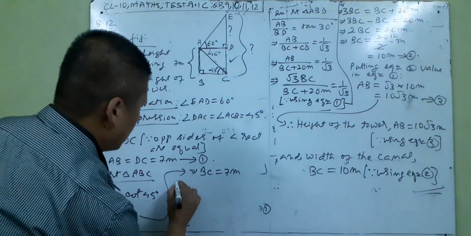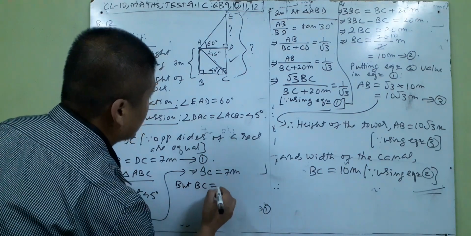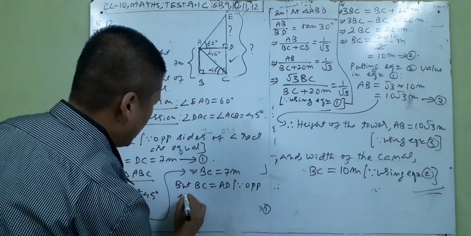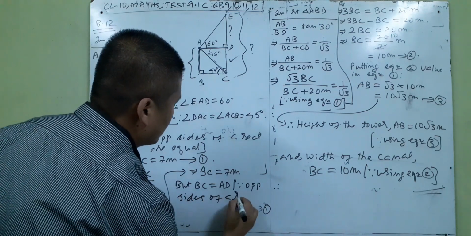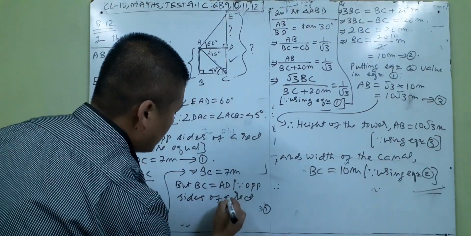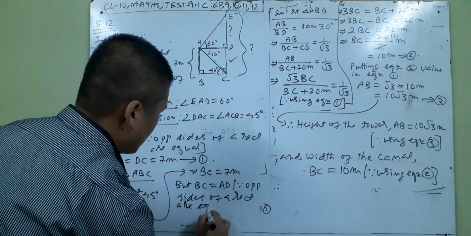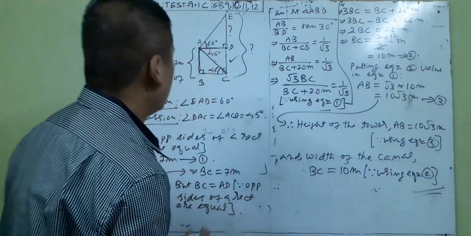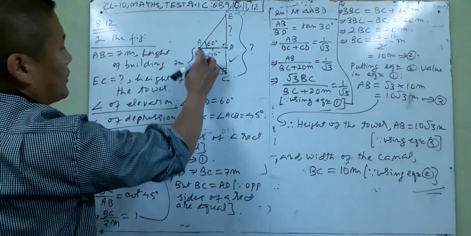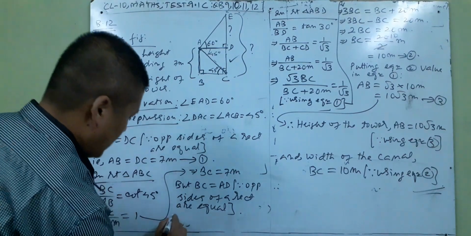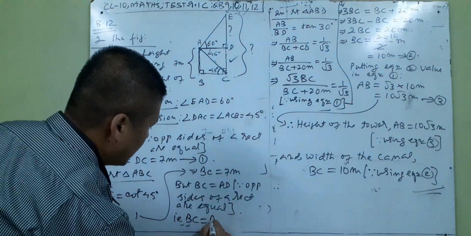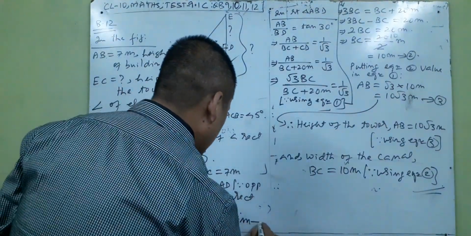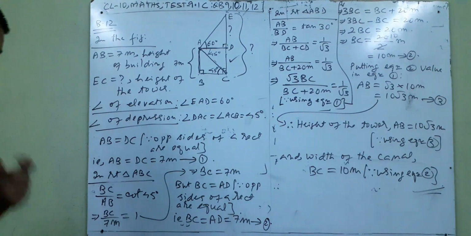But we very clearly see that BC is also equal to AD, because they are again opposite sides of a rectangle, which are always equal to each other. See here, BC and AD are opposite sides of this rectangle. So in other words, BC and AD are both equal, and BC is 7 already, so both of them are 7 meters. Now what is the advantage of this? This is equation 2, let us say.